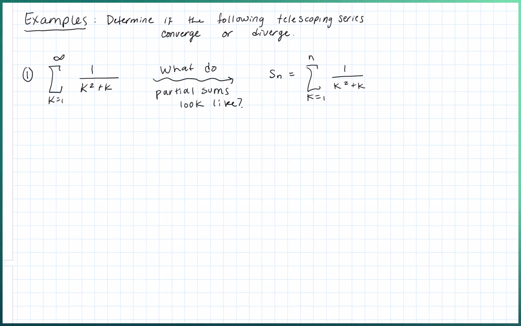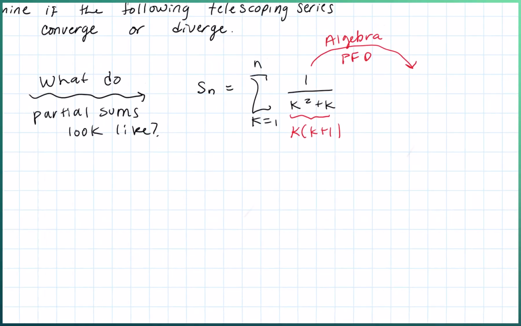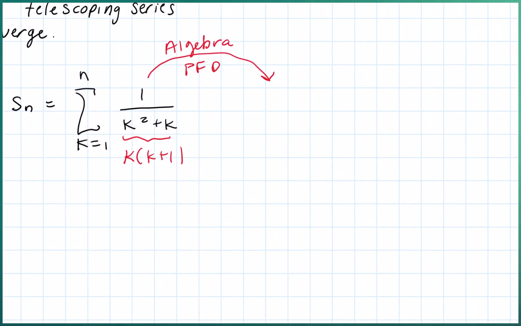Well, what can I do here? How could I simplify this? How am I going to see that this is actually going to collapse? So there's a little algebra I've got to do here first. What I look at here is partial fraction decomposition, because I can see that the denominator is going to factor as k times k plus 1. I'm going to zoom in a little bit here. There we go, k times k plus 1. And so I know through partial fractions that this is a over k plus b over k plus 1.